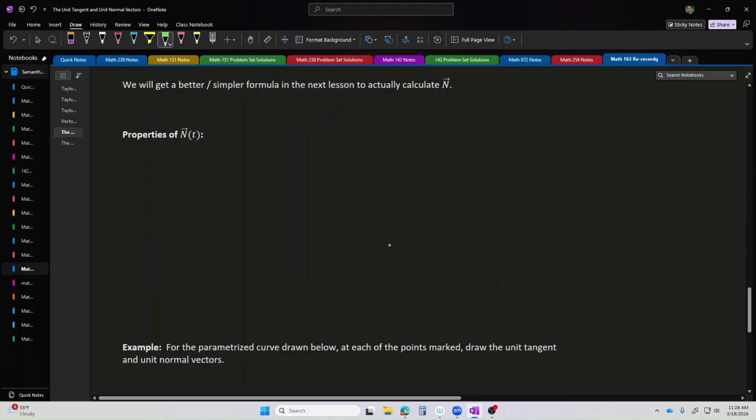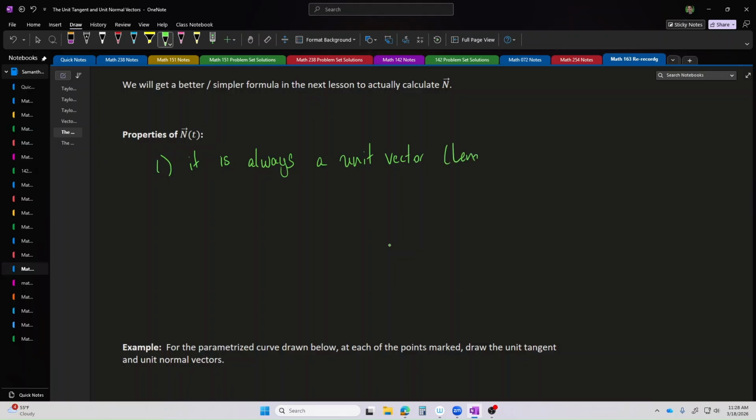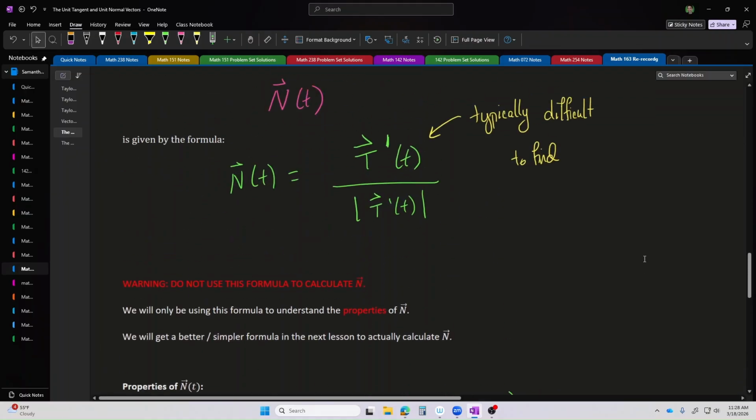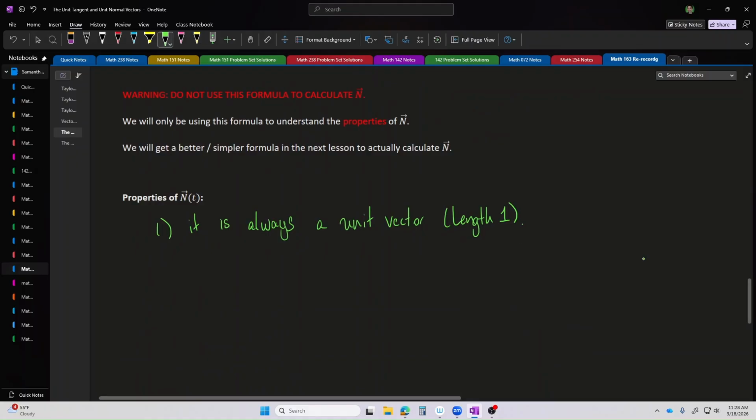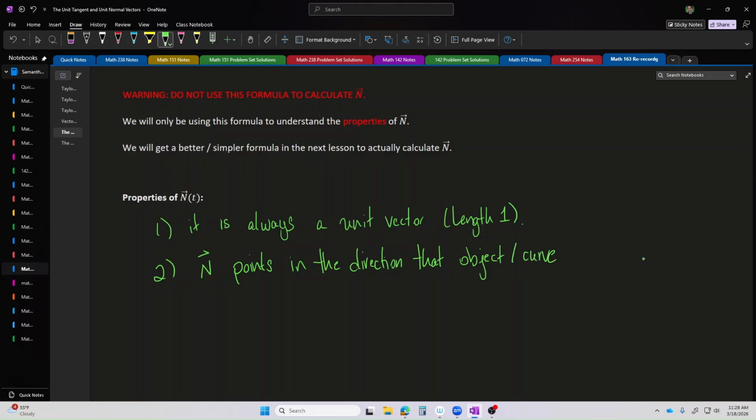So now let's discuss some of the properties of the unit normal vector. The first property is in the name itself. Of course, the unit normal vector by design is always a unit vector. At all moments of time, it has a length of exactly 1 unit. The second important property is that the unit normal vector always points in the direction that your object is turning at that moment. So if your object is turning toward the positive y direction, for example, your unit normal vector will be pointing in the positive y direction.